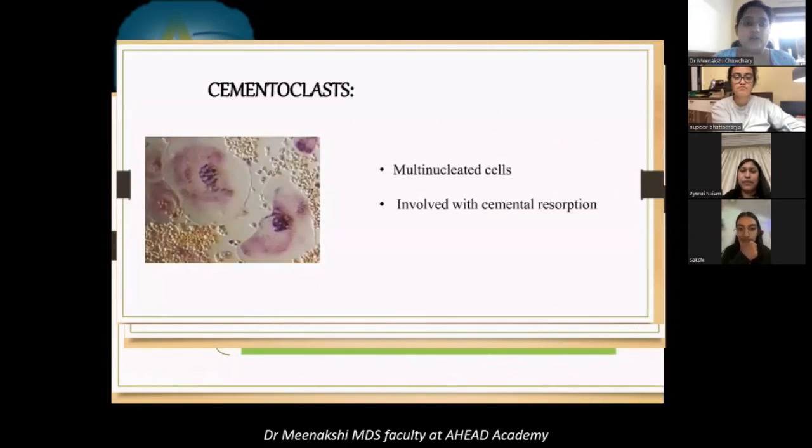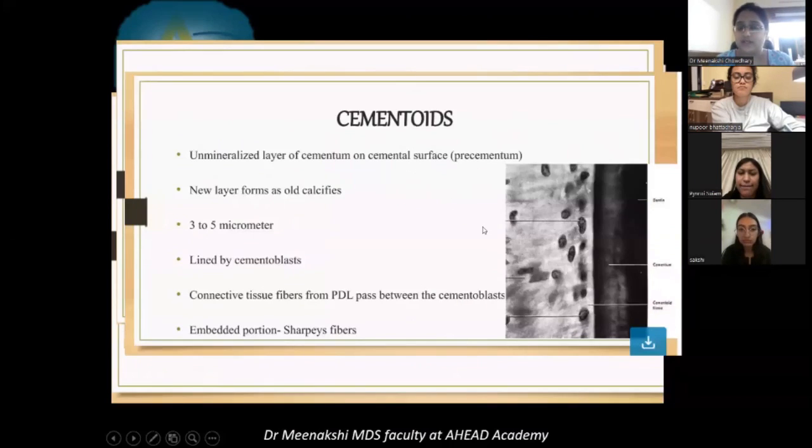So these are cementoclasts. They are giant cells, multinucleated cells, as you can see here, involved in resorption of the cementum only. They are trained genetically for so. But cementocytes, which are embedded in the cementum, are neither producing the cementum nor resorbing the cementum. They are considered to be the cells of the unmineralized layer of the cementum.